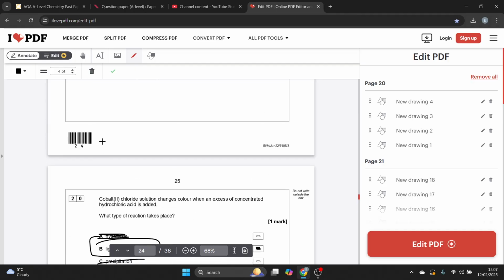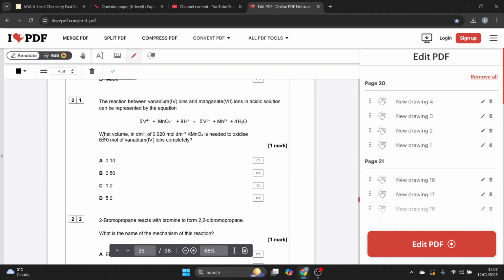Question 21. What volume in dm cubed of this is needed to oxidize this much of vanadium ions completely? I've got 0.020 moles per dm cubed of MnO4 minus. I want to find out how much volume of that is needed to oxidize the vanadium ions completely. Vanadium ions is 0.10.